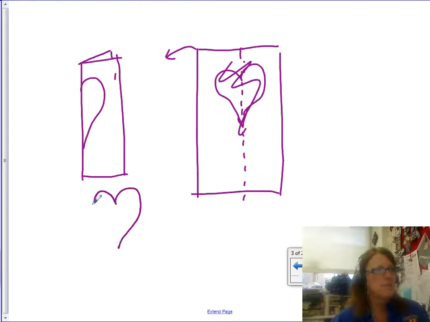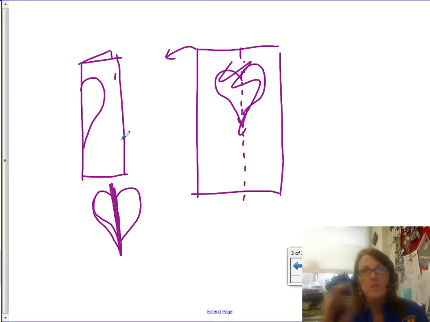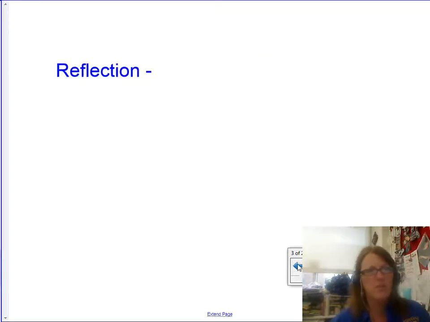Now, of course, I'm going to draw it by hand, so it's not going to look perfect, but there's a line of symmetry right down the middle. That's the fold line, and everything matches up perfectly on either side. So that's kind of the thought process that we're going to use today.